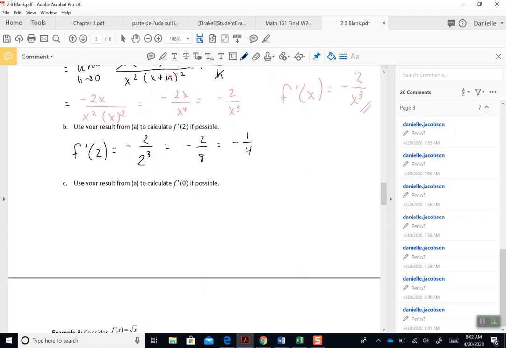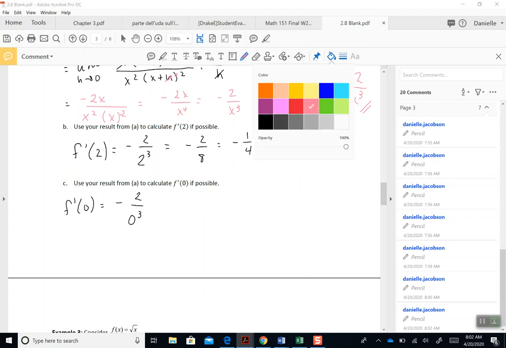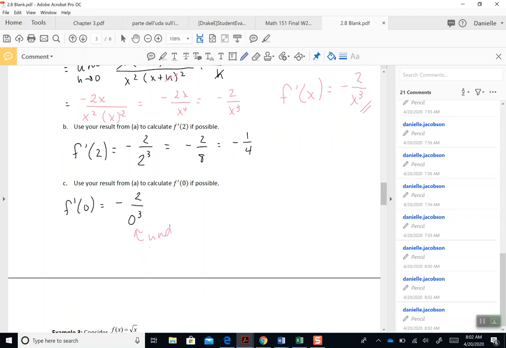Now let's do another one. Use your result from A to calculate f prime of 0, if possible. So I have f prime of 0. That's equal to negative 2 over 0 cubed. Ah, this is a problem. So this is undefined. What this means is that this function is not differentiable at x equals 0. So this tells us it's not differentiable at x equals 0.